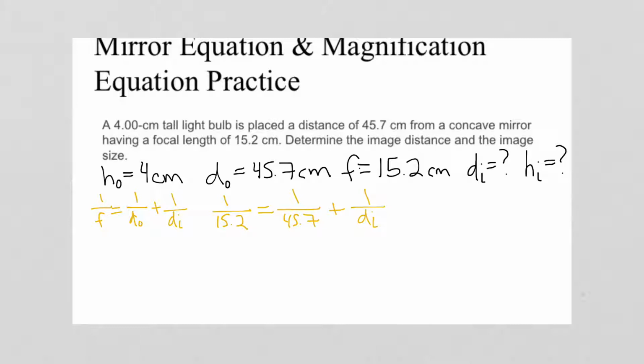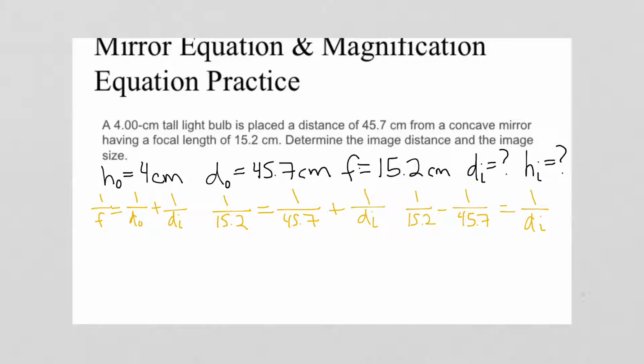Now, I would put this into my calculator, and I can round at each step, but you want to make sure that even though you might be rounding when you write it down, you are not rounding in your calculator. So you don't want to round until the end of any equation or any process in physics until the very end. So if I want to make sure that I do that, I can write this as such: 1 over 15.2 minus 1 over 45.7 is equal to 1 over di.